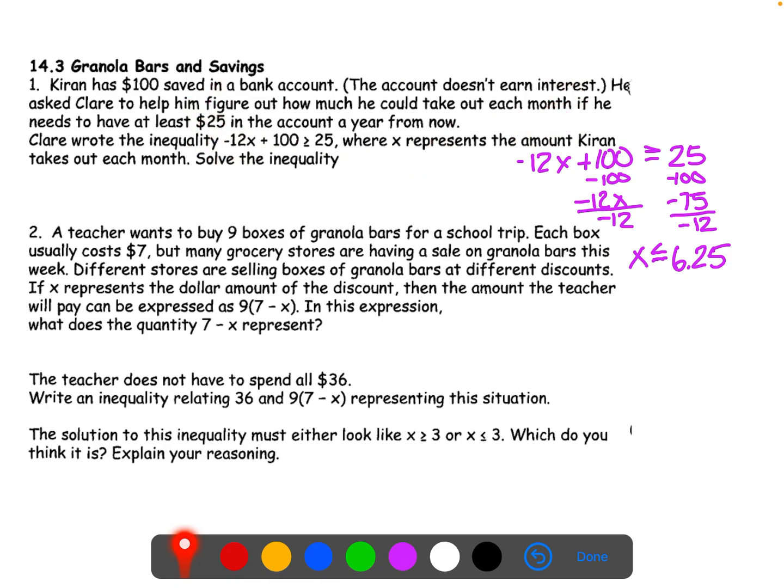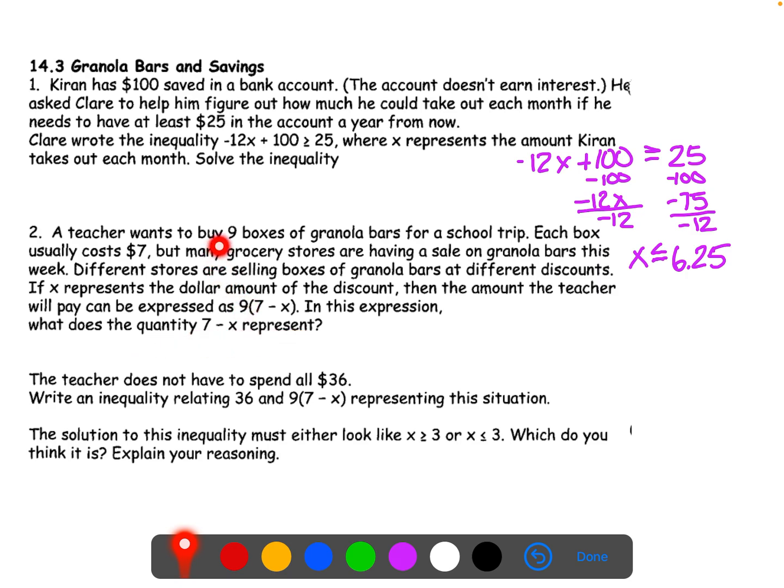So let's look at another one here. A teacher wants to buy 9 boxes of granola bars for a school trip. Each box usually costs $7, but many grocery stores are having a sale this week. Different stores sell the boxes of granola bars at different discounts. If x represents the dollar amount of the discount, then the amount the teacher will pay can be expressed as 9(7 - x). In this expression, what does the quantity 7 - x represent?